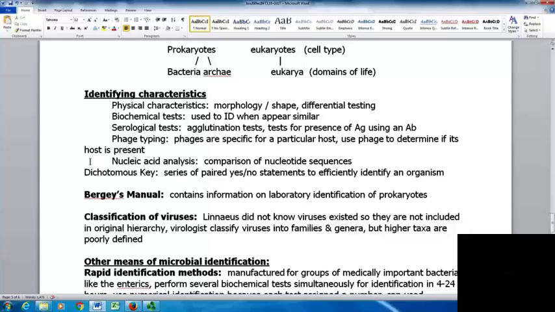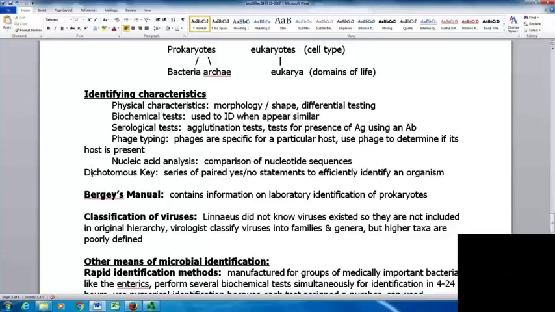Serological tests can be used. These are agglutination tests. You test for the presence of an antigen using an antibody. Antibodies are very specific to the antigen, so these are usually very reliable. With phage typing, we know phages are specific for a particular host. You can use a phage to determine if a particular host is present by seeing if it actually infects that cell or not. Nucleic acid analysis allows us to compare nucleotide sequences.